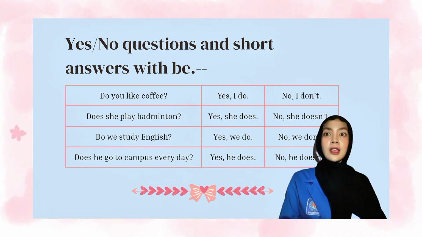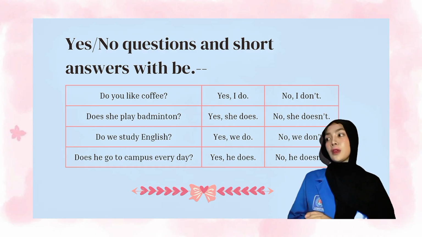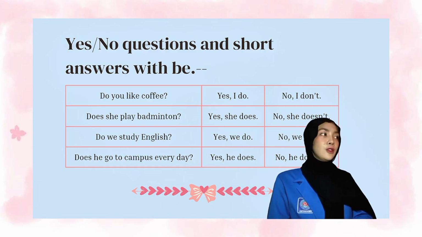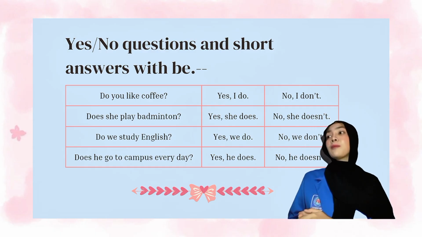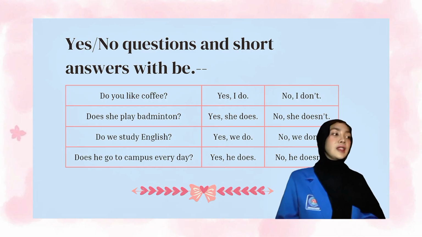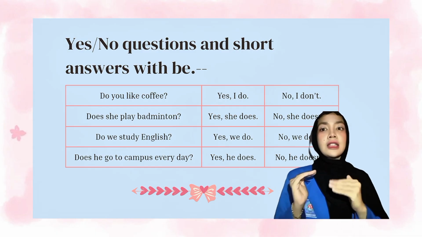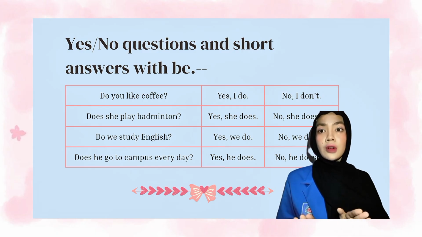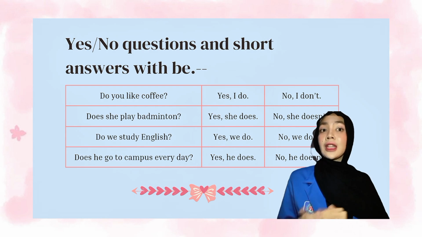Slide 13. We can also make short answers using do or does. Do you like coffee? Yes, I do. Does he play badminton? Yes, he does. These short answers sound natural and are commonly used in daily conversation.